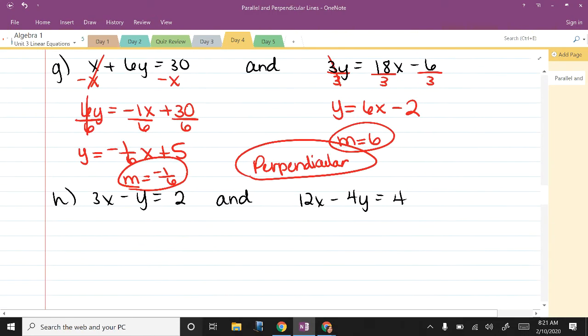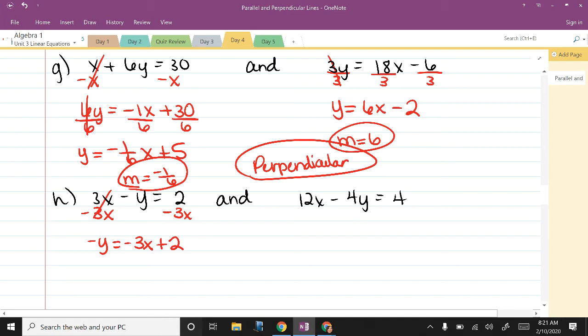Okay. Look at H. 3x minus y equals 2, and 12x minus 4y equals 4. I think I said that wrong the first time. So 3x minus y equals 2. How do we get that y by itself? Subtract 3x. Very good. So negative y equals negative 3x plus 2.